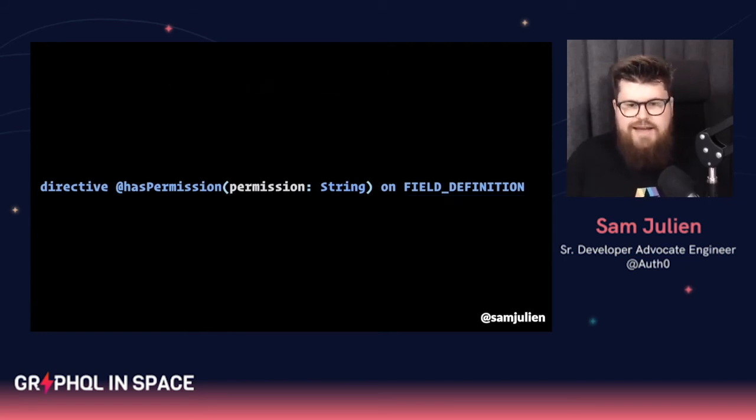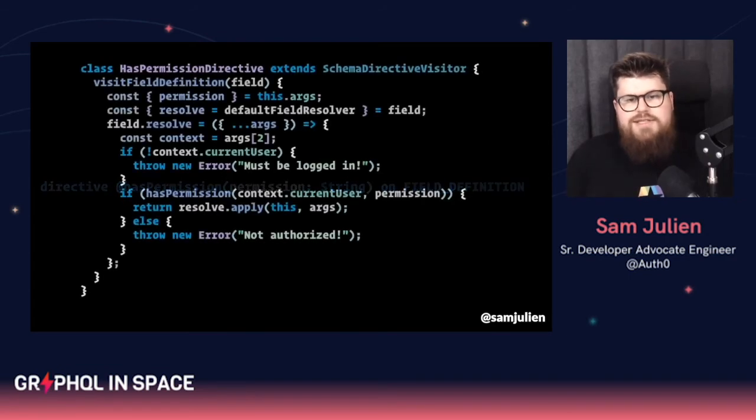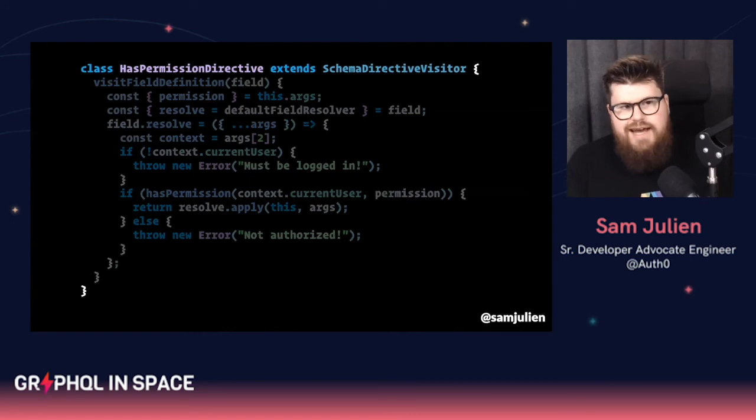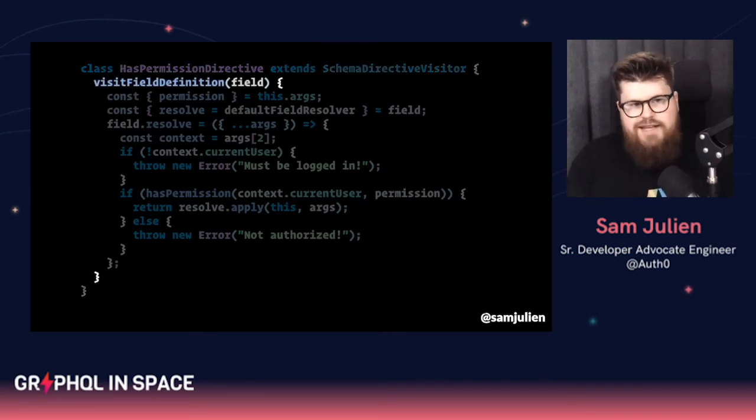So once we have that, this is sort of the designation of the directive, but we actually need to define the functionality of it. So this is an example using Apollo in JavaScript. Other libraries do similar things. But in Apollo, you'd have a class called HasPermissionDirective, and it extends a base class that is provided for these directives. And inside of that, you basically override a function called visitFieldDefinition that receives the field.